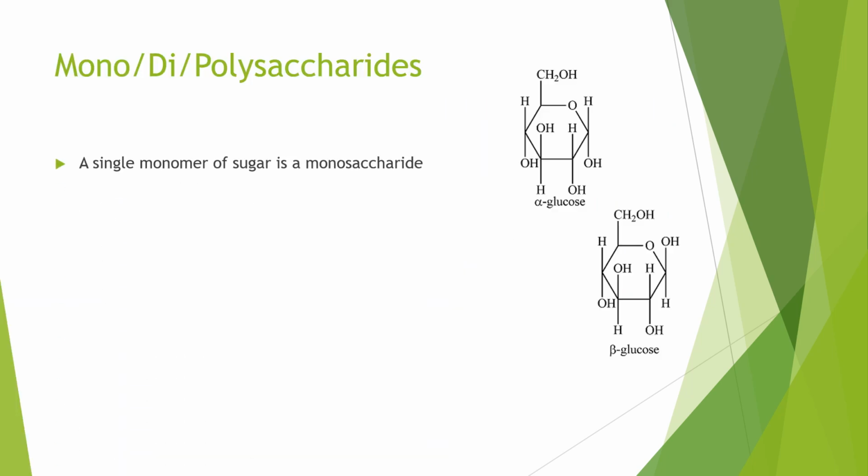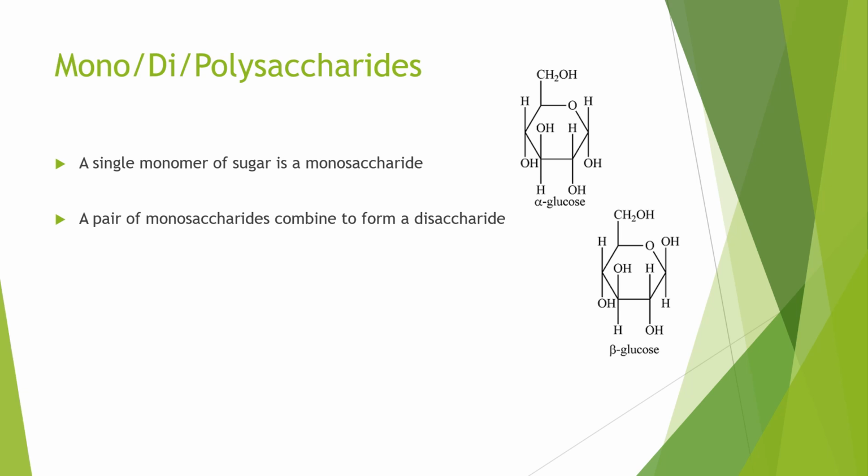Let's start with monosaccharides. These are the simplest unit of carbohydrates, a single monomer of sugar. Monosaccharides are small, soluble, and sweet-tasting molecules that provide quick energy. Glucose, galactose, and fructose are all examples of these, and each of them has the same chemical formula, C6H12O6, but they differ in structure, making them isomers. These slightly different structures lead to unique properties, which is why glucose, for example, is the primary energy source in cells.